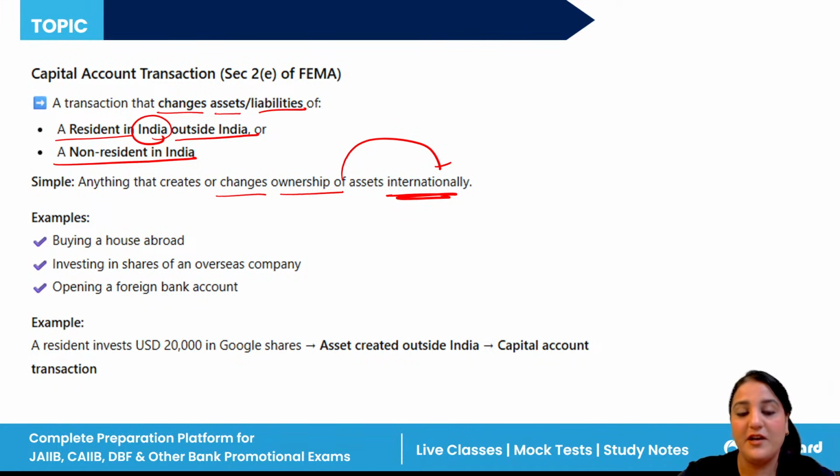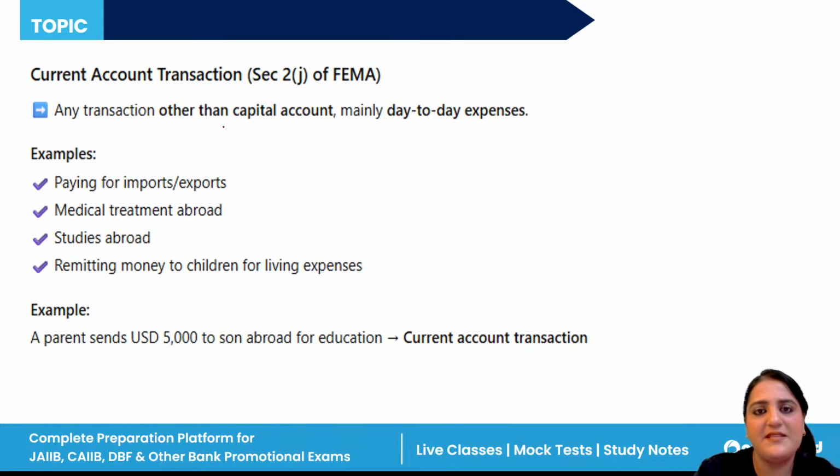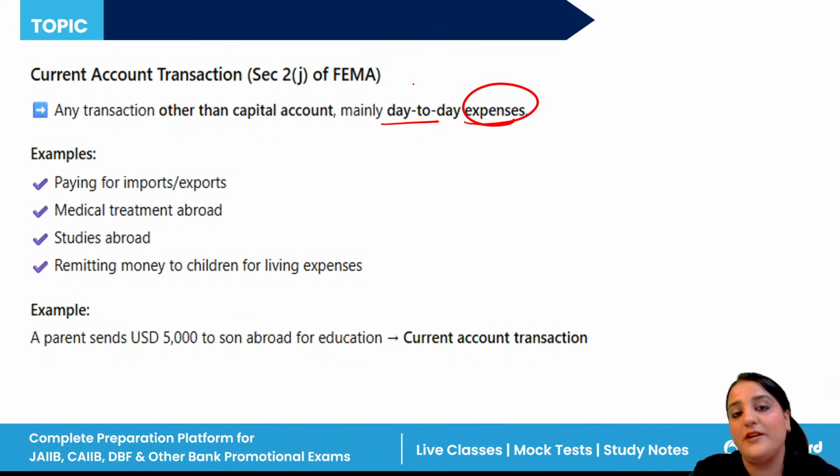Then we have the current account transaction. What is the meaning of current account transaction? A current account transaction is related to daily activities. Daily activities means basically anything apart from capital account, and they are related to day-to-day expenses.